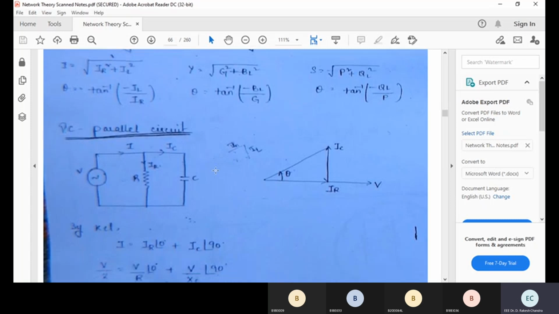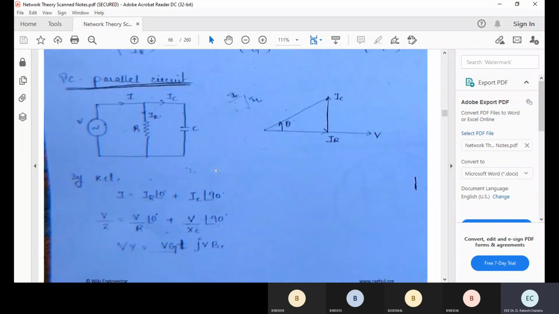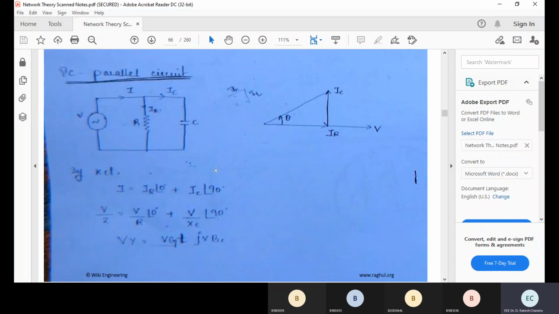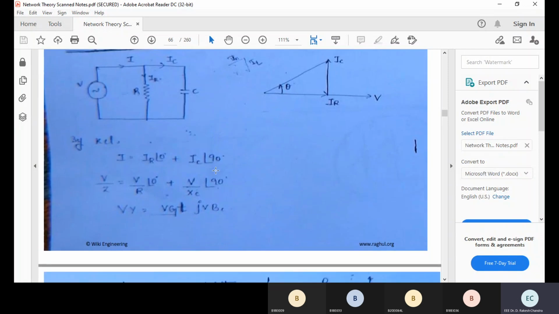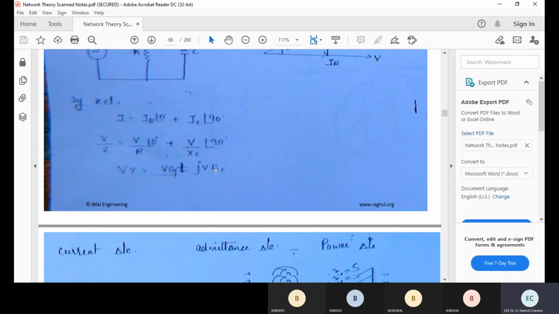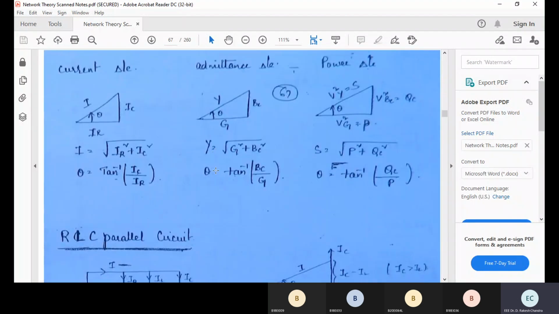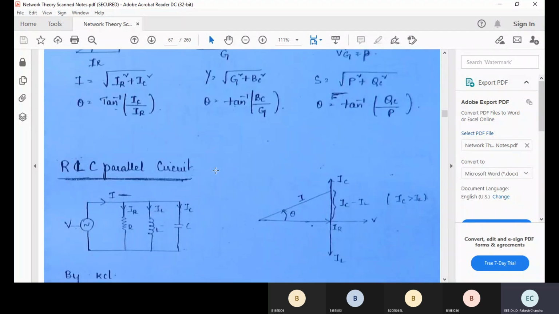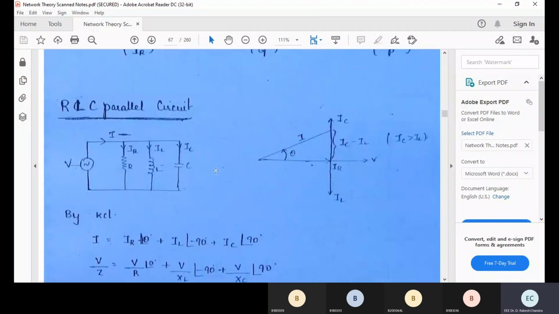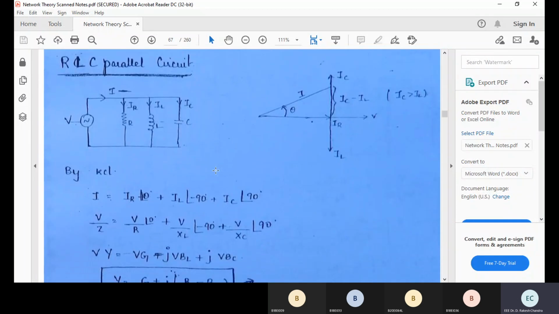Similar to that, in the RC parallel circuit, your resistance and capacitance are connected in parallel. Your I is equal to IR plus IC, which is equal to V by Z, equal to V by R plus V by XC at an angle of 90 degrees. The same thing, the expression here, resistance square plus capacitance square, your current and admittance triangle and your power triangle. In the RLC parallel circuit, you have IR at an angle of 0, IL at an angle of minus 90 and IC at an angle of 90 degrees.